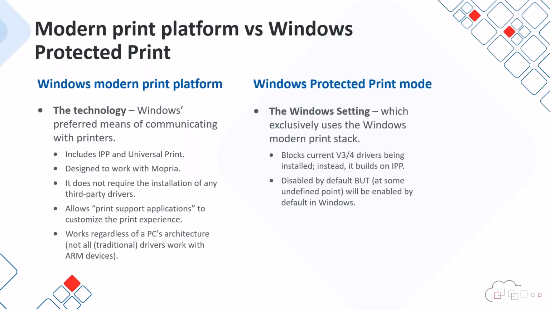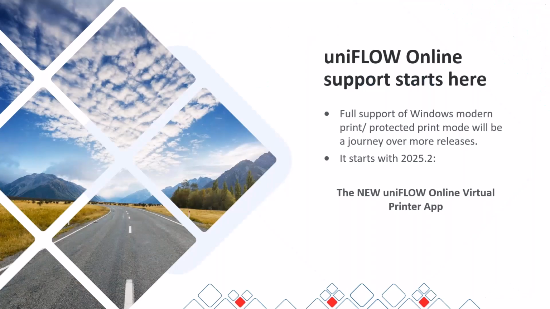So now let's introduce the uniFLOW Online virtual printer app and see what that is all about. Well, the new uniFLOW Online virtual printer app significantly supports Windows protected print mode. The key advantage of the app is its lightweight and driverless nature, simplifying the printing process. Now, it's a journey in its development, and future releases will aim to close the feature gap with the uniFLOW Smart Client.